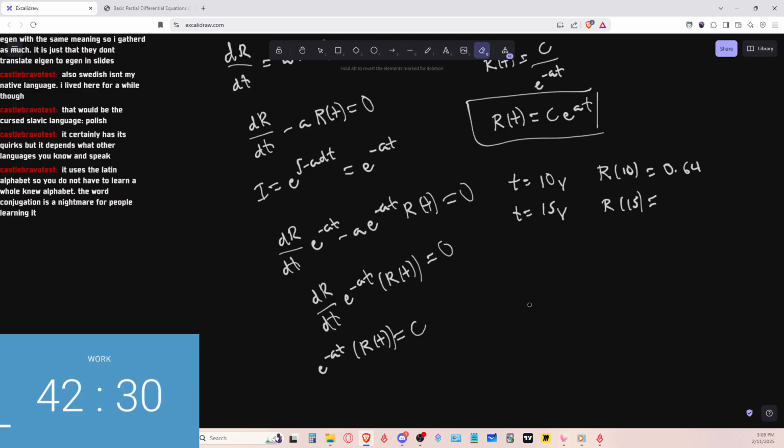It currently has its quirks, but it depends on what other languages you know and speak. It uses the Latin alphabet, so you don't have to learn a whole new alphabet. The word conjugation is a nightmare for people learning it. Oh, okay, I see. Yeah, the only languages I know are English and Japanese. I'm not Japanese, by the way, but I love the language, so I ended up learning it for a long time, and I'm still learning it to this day.